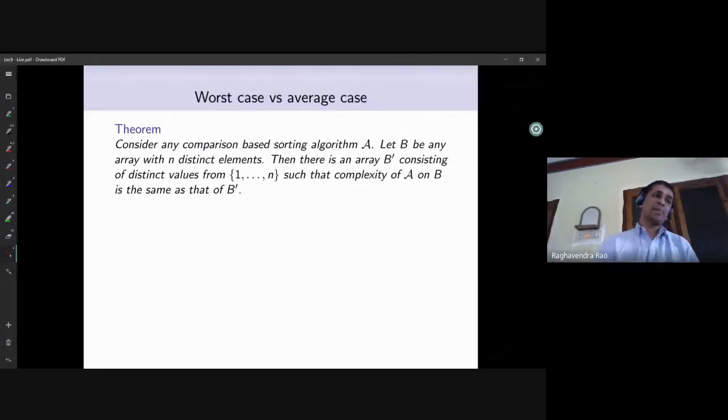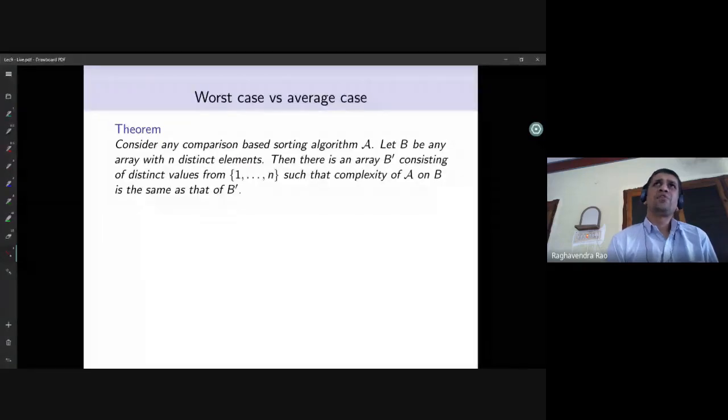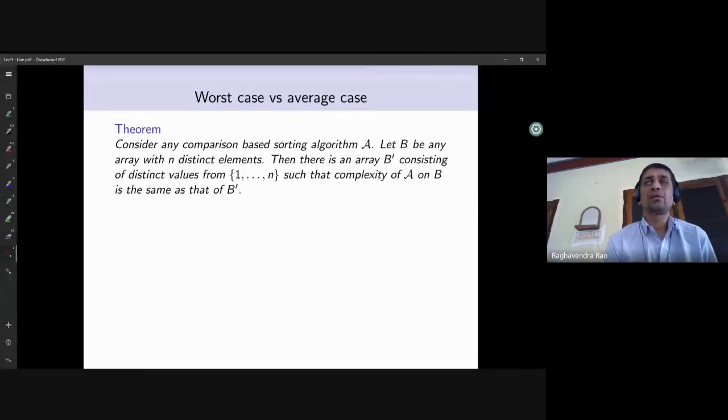So consider any comparison based sorting algorithm. Let's call it script A. Let B be any array with n distinct elements. I've always been assuming that the array has n distinct elements. Many of you would be wondering, what happens if I have repeated elements? There are multiple ways of overcoming it. If you have repeated elements, one thing is you remove the duplicates. Of course, algorithmically, it's not easy. Removing the duplicates also will require a significant amount of time. But for analysis's sake, you can just remove the duplicates.